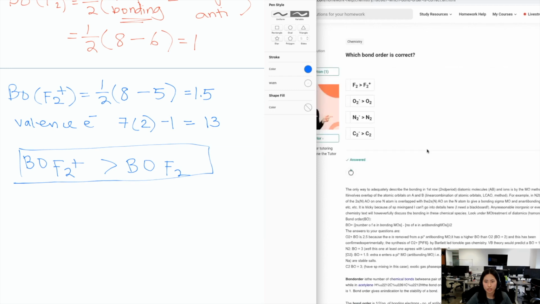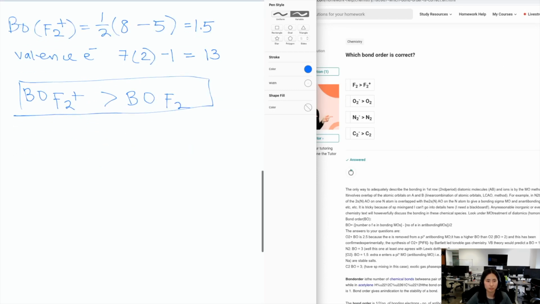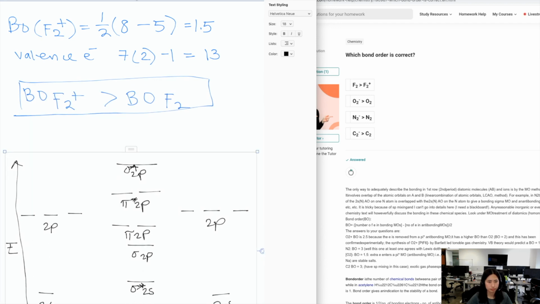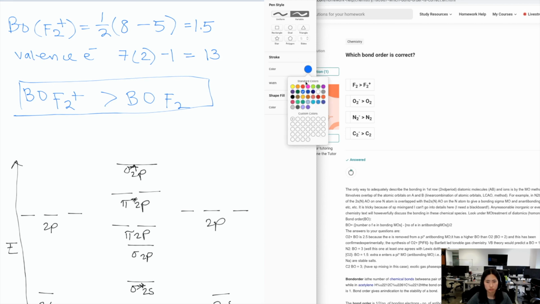Okay, so we just have to go through this for oxygen, nitrogen, and carbon. I know this is a lot because this is really a long question. Okay, so now we're transitioning towards oxygen. So for oxygen, it's going to be the same thing.